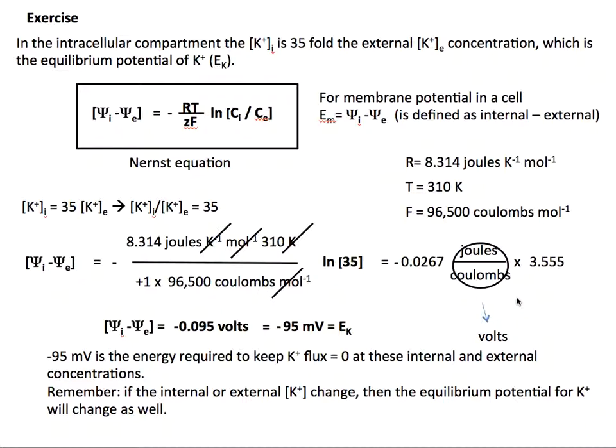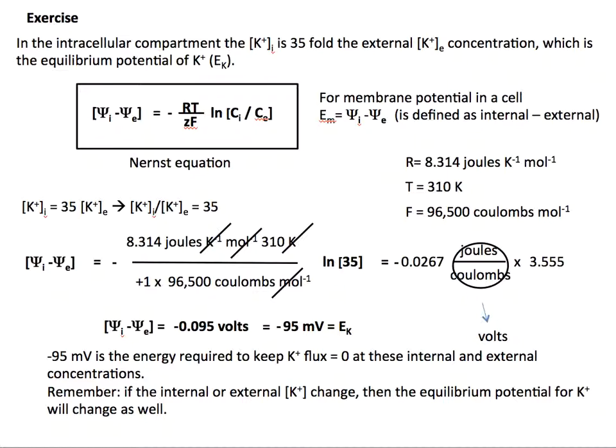So what is the meaning of that? The meaning of that is if you have a 35-fold concentration difference of potassium inside versus outside, you need negative 95 millivolts to prevent net flow of potassium. So remember, if the internal and external potassium concentrations change, then the equilibrium potential is also going to change.